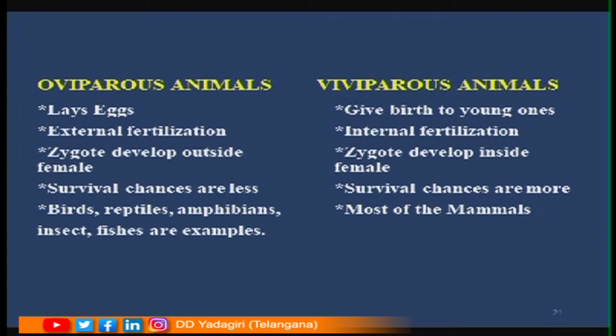Birds, reptiles, amphibians, insects, fishes undergo reproduction where they lay eggs, that is why they are called oviparous animals. Whereas most of the mammals are viviparous animals which give birth to the young ones. Is it clear, children? Yes.